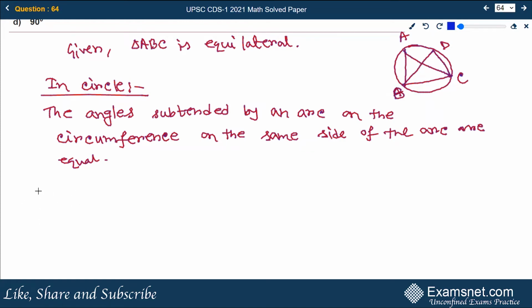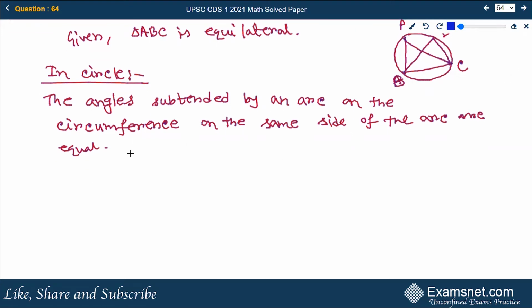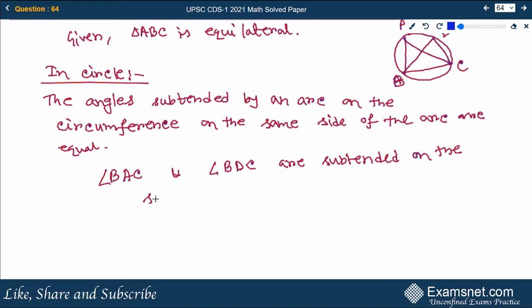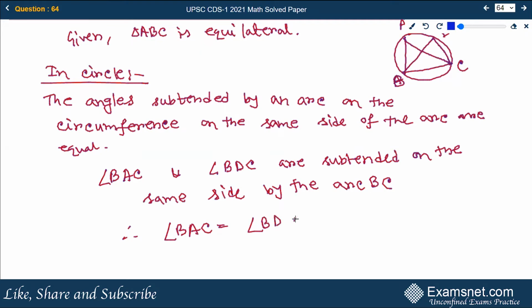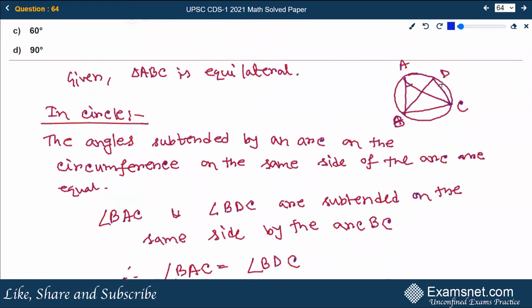So angle BAC and angle BDC are subtended on the same side by the arc BC. Therefore, these two angles are equal.